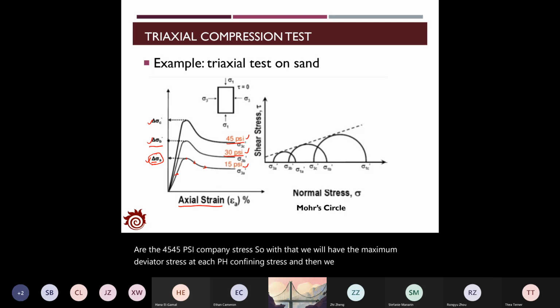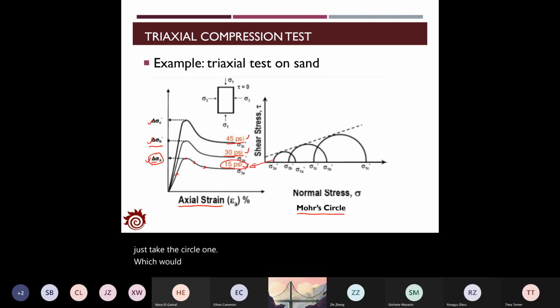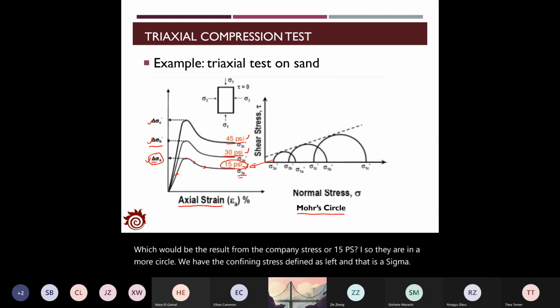So with that, we will have the maximum deviator stress at each confining stress, and then we can use the results to draw the Mohr circle, which is the figure we showed on the right. To draw the Mohr circle, we need two values. Let's just take circle 1, which is the result from the confining stress of 15 psi. In the Mohr circle, we have the confining stress defined as the left end, that is sigma 3a.